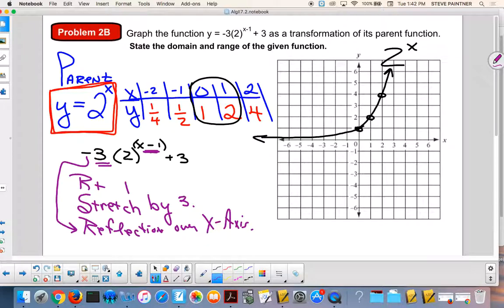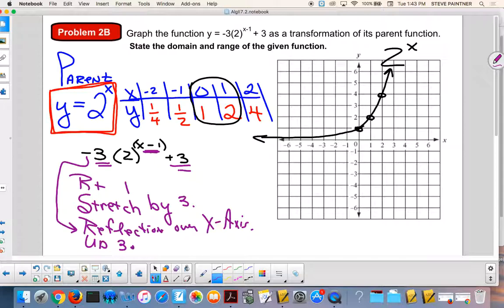Okay. Last but not least, this is one you haven't seen yet. What happens in the back of the function when there's a plus 3 or minus 3? Up 3. That's up. That's an up 3. So what are you going to do to your parent? 4 things. Now this is confusing.